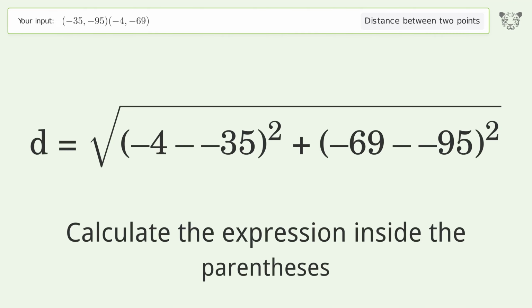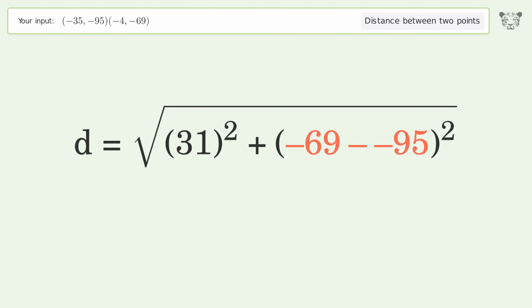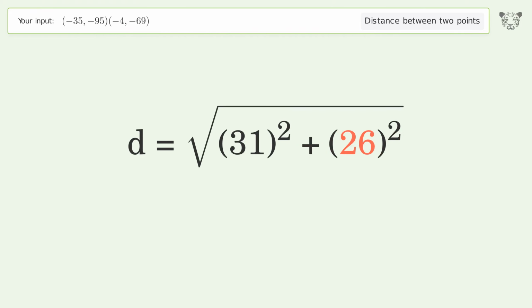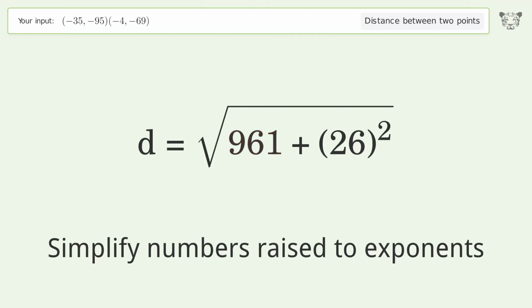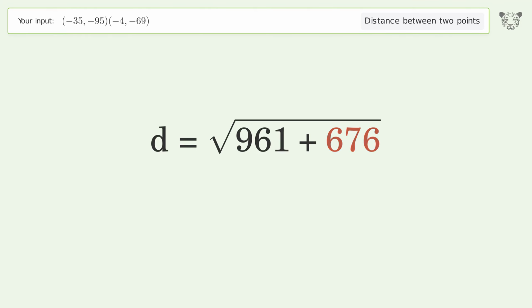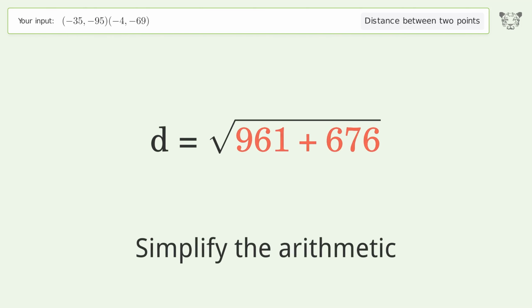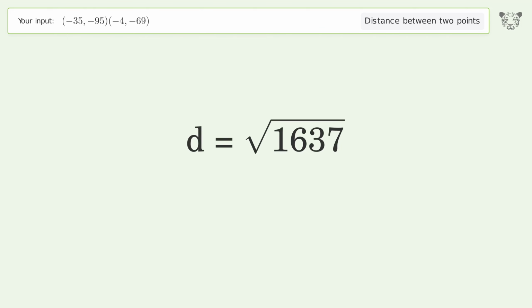Calculate the expression inside the parentheses. Simplify numbers raised to exponents. Simplify the arithmetic. And so the distance between the 2 points is the square root of 1,637, or 40.46.